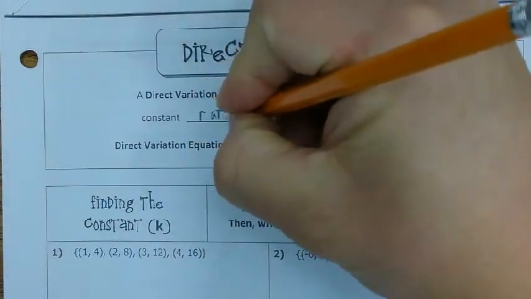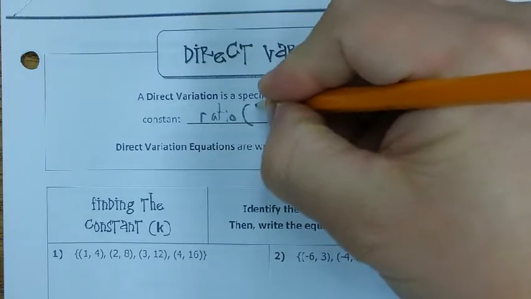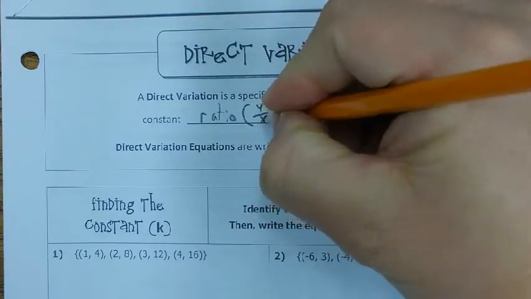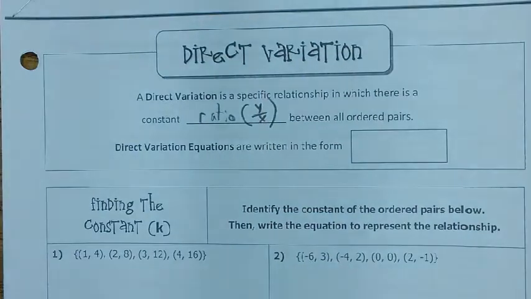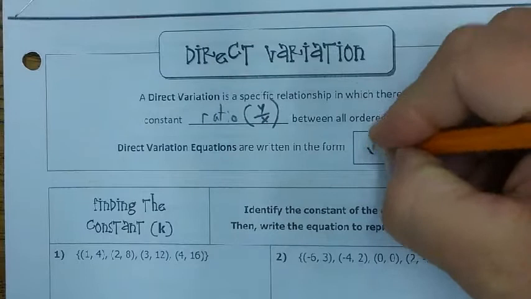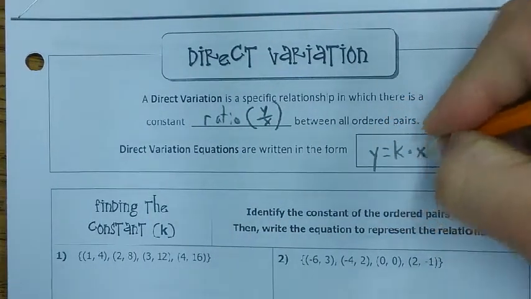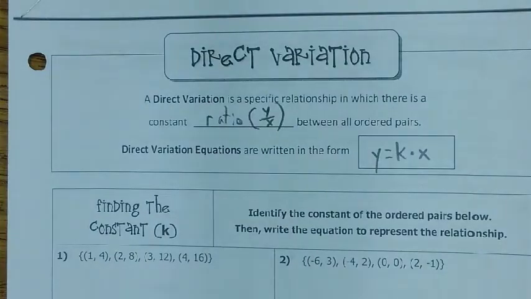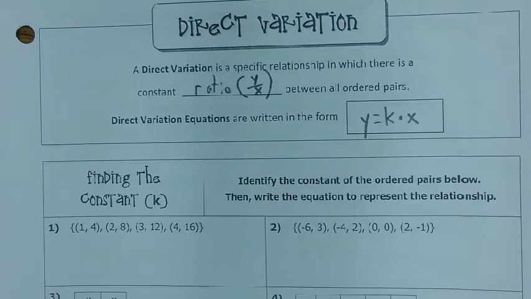So it's a ratio. Remember, a ratio kind of looks like a fraction? It's where you have your y value divided by your x. So y divided by x. And direct variation equations are written in the form y equals k times x. So k is called your constant. Now you would think constant, since it starts with a c, would be labeled c, but it's labeled k just because they're weird. I don't know why.